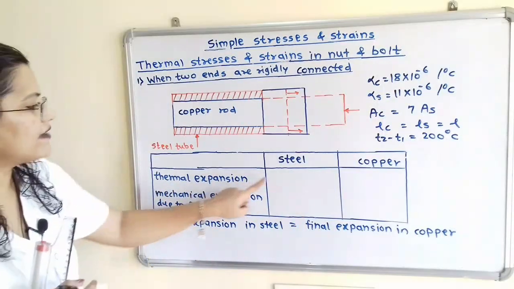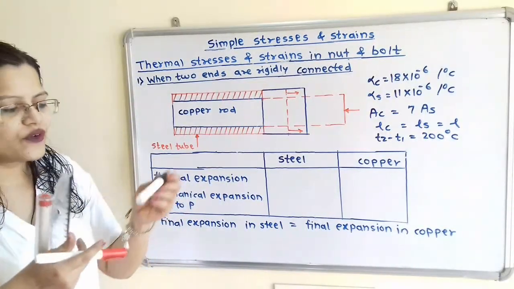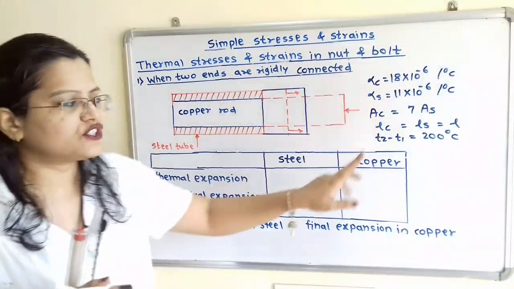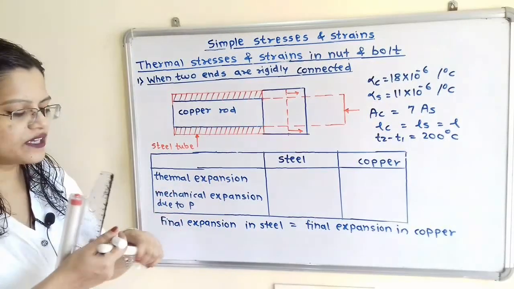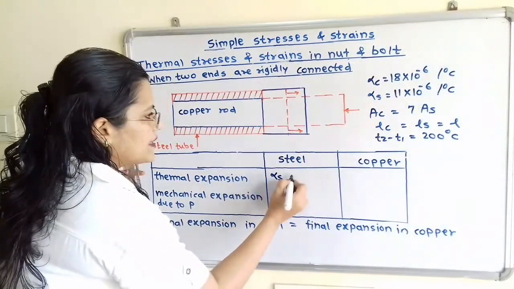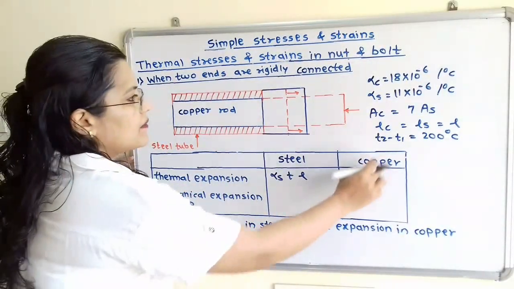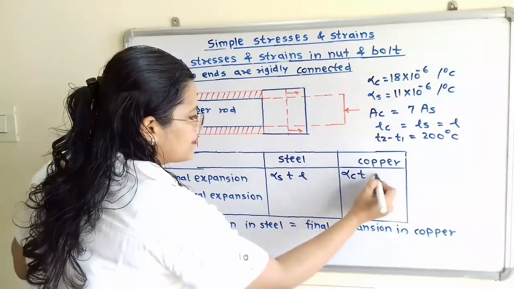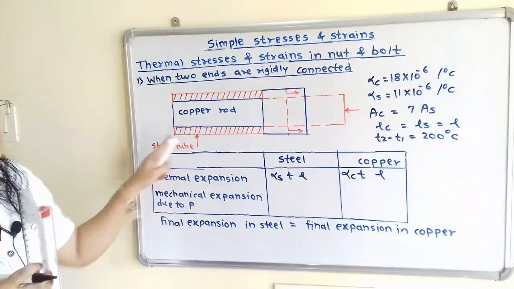Now here we have to write the value for thermal expansion. So thermal expansion, how to write? We know that it is the coefficient of linear expansion multiplied by change in temperature multiplied by original length. That is the value of thermal expansion. So we will write this value for steel as alpha S multiplied by change in temperature T multiplied by original length L. Then for copper rod we will write alpha C multiplied by change in temperature T multiplied by original length L. So here LC is equal to LS is equal to L because the length is same.